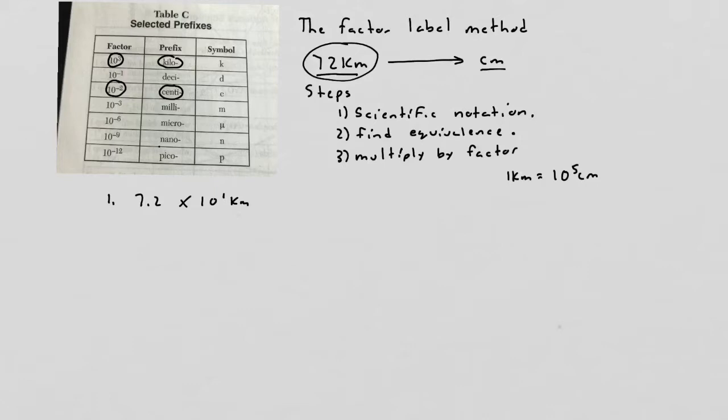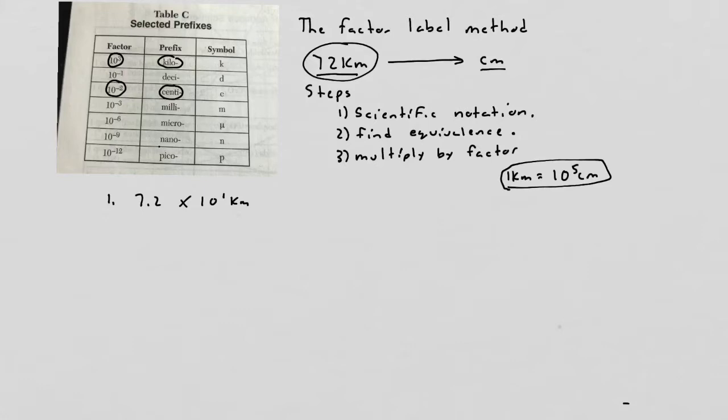If this was kiloliters to centiliters, or from kilograms to centigrams, the math would be exactly the same, except the M would be replaced with an L or a G. No change here. All right, so this is our equivalence. We've done step number 2.